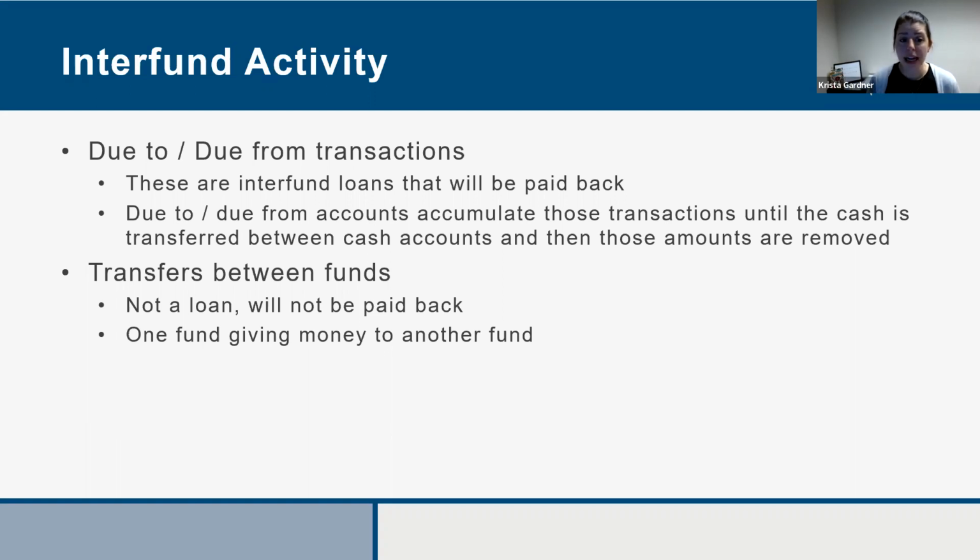Transfers between funds, this is interfund activity that is not a loan. It will not be paid back. This is one fund giving money to another fund. So this is the general fund transferring money into the capital projects fund based on a budget, based on a funding source that came in, based on a project that's happening.